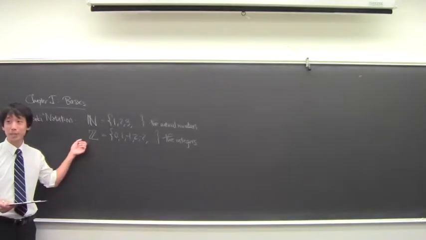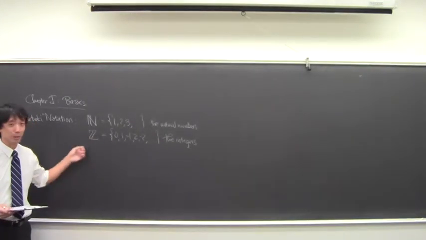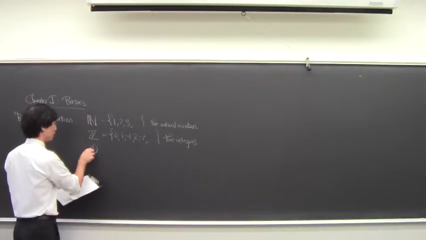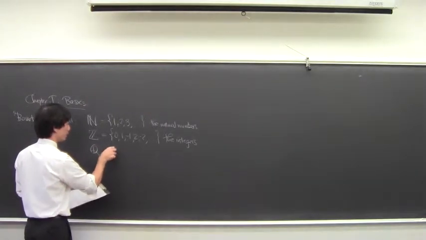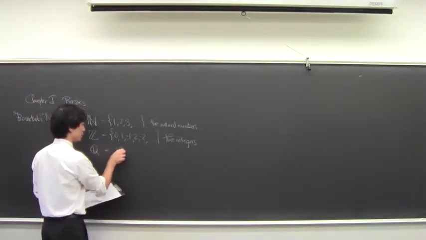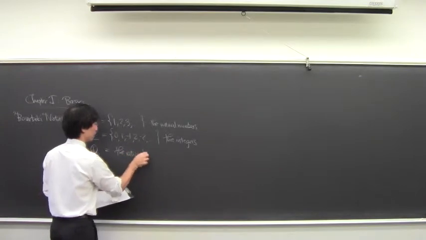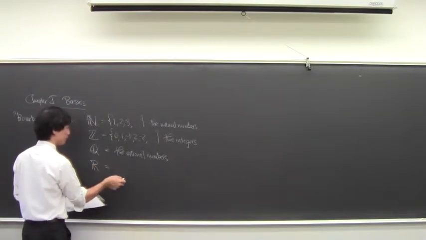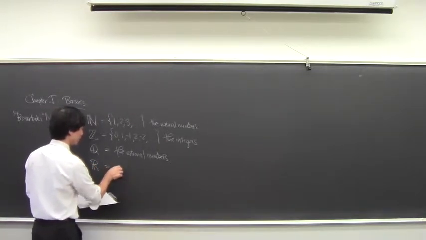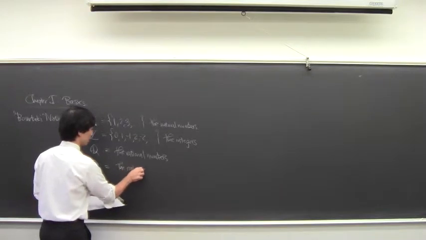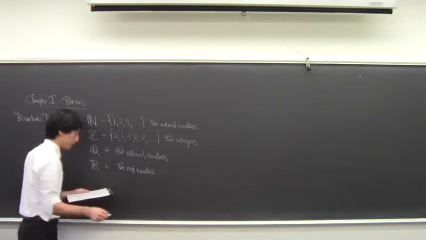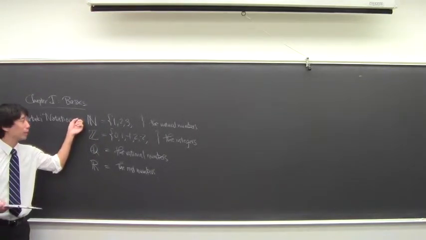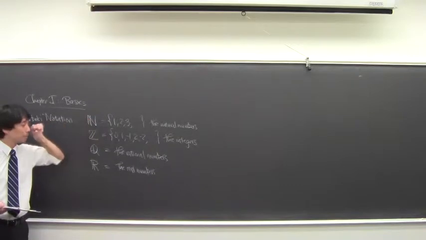Why do we use a Z for the integers? It's from the German word for numbers, I think. When we write Q, we mean the rational numbers. And whenever you see a funny-looking R like this, it means the real numbers. Sometimes people start the natural numbers from 0, but for the most part, people start the natural numbers from 1.